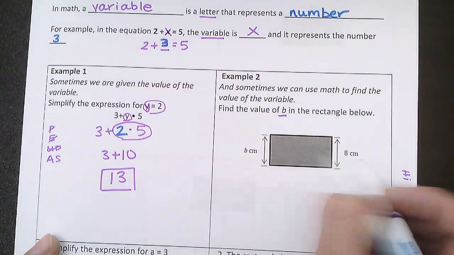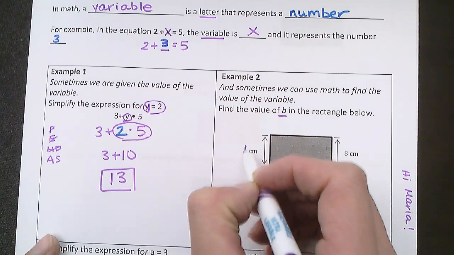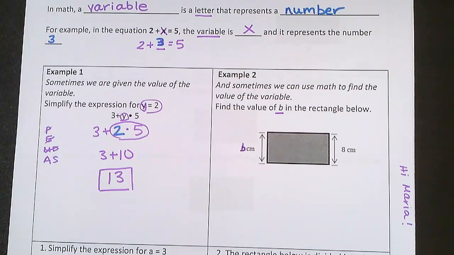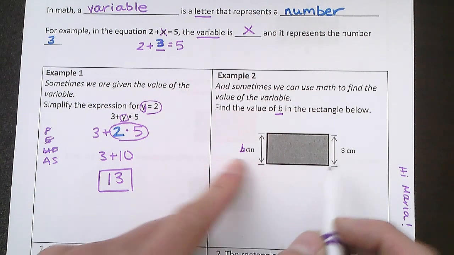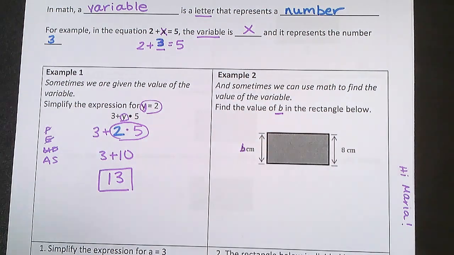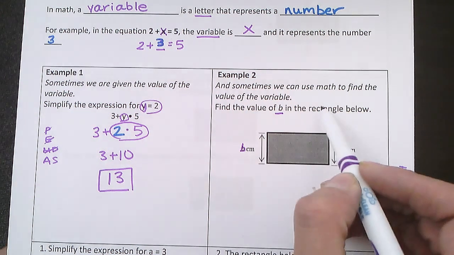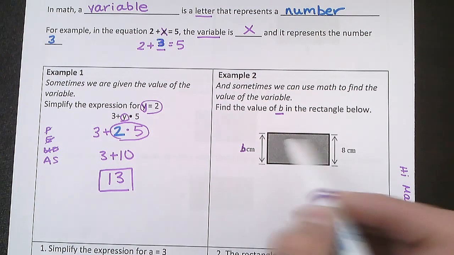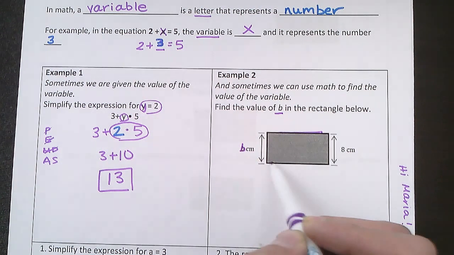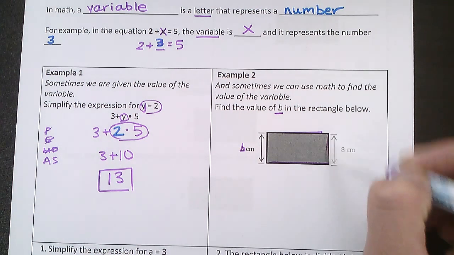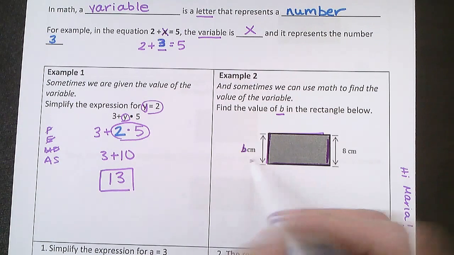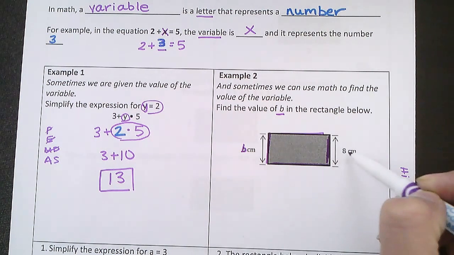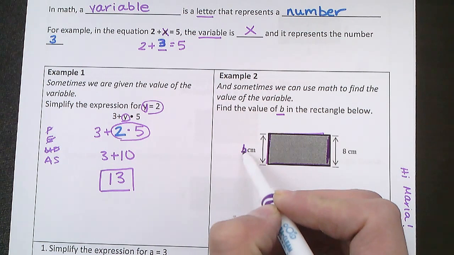So b, where is b? B is right here. And in this case, I have to look at what are all the clues that I have. First, I know it's a rectangle, so I know that this side is equal to this side, and this side is equal to this side. The other clue that it's giving me is that this length is 8, and I'm trying to figure out what b is over here.